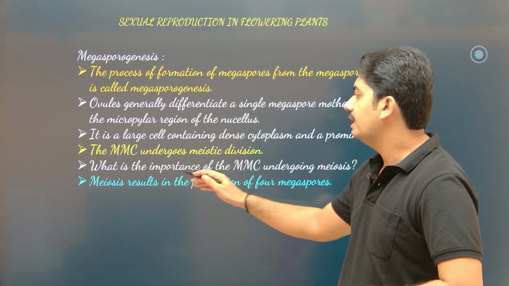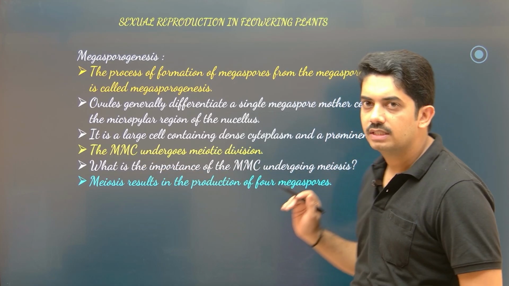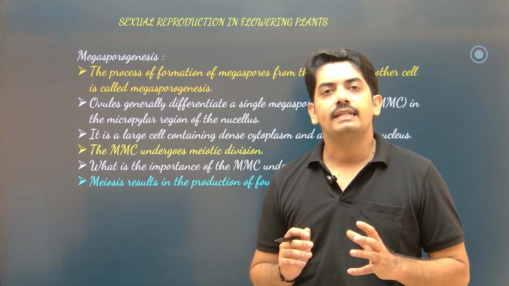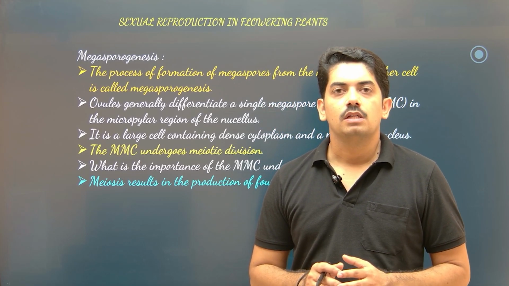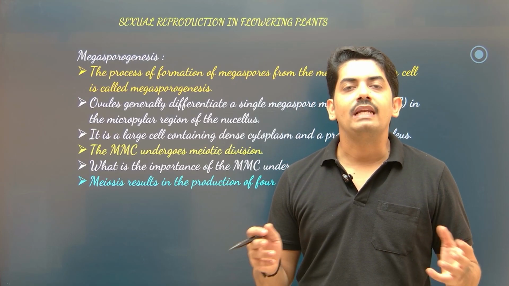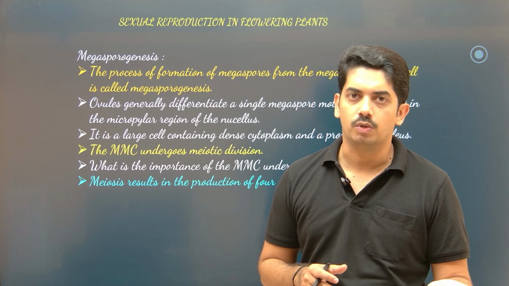And what is the importance of the megaspore mother cell undergoing meiosis? Why should it undergo meiosis? In order to maintain the ploidy. Because when gametes are formed, they should be haploid. Only when two haploid gametes fuse do they form a diploid zygote.